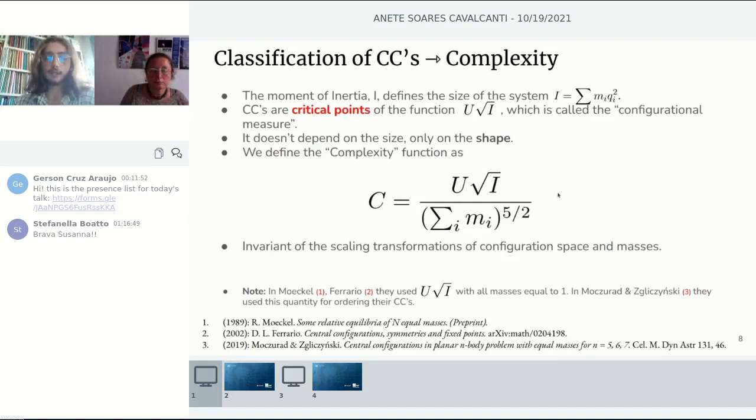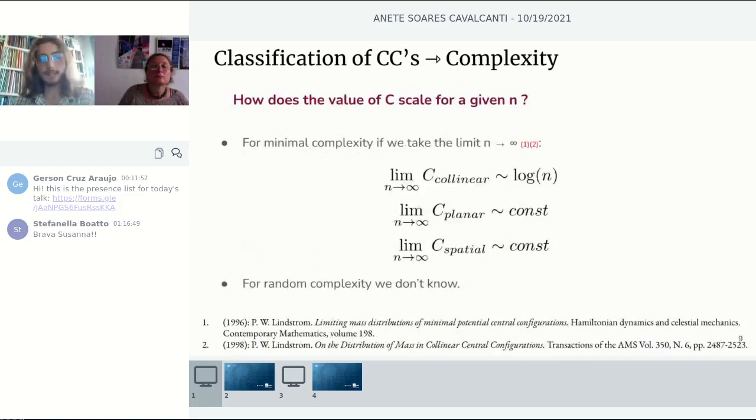So what numerical estimate can we have about this? What do we know about this quantity? Well, we don't know much, but in '96 and '98, there was a researcher, Peter Lindstrom, and he published some works relating to this fact.